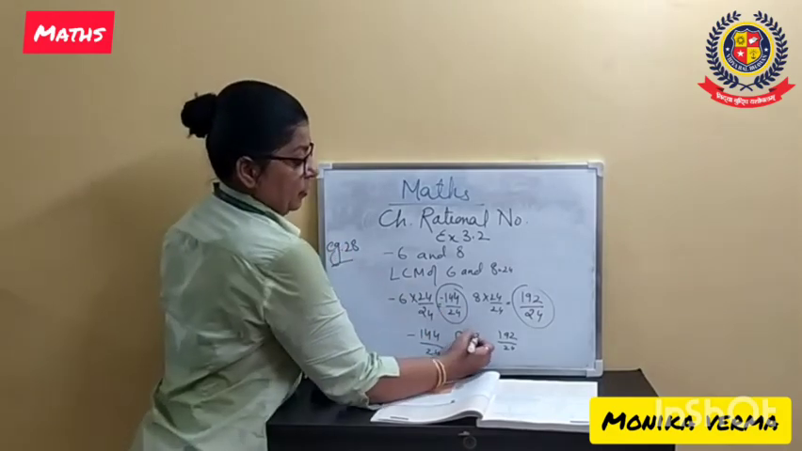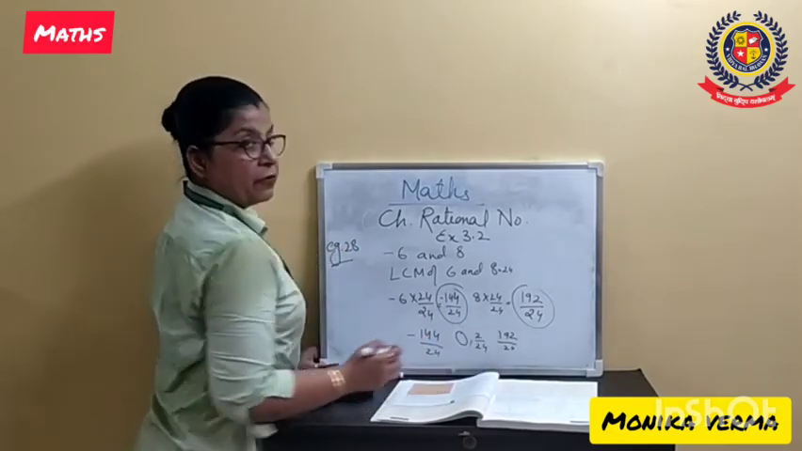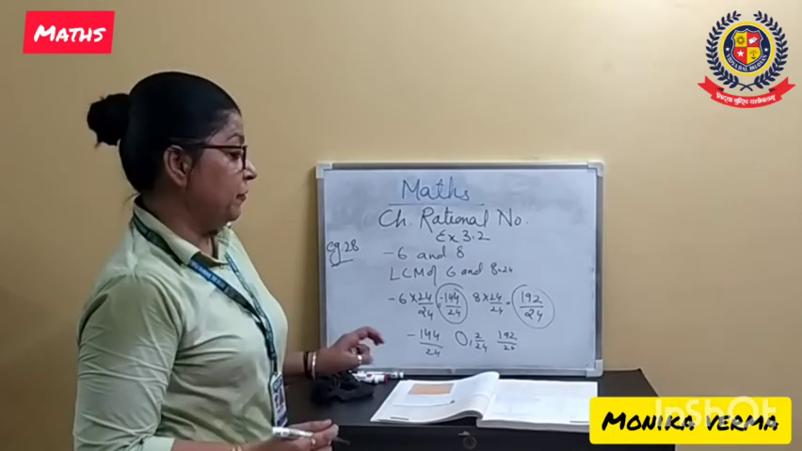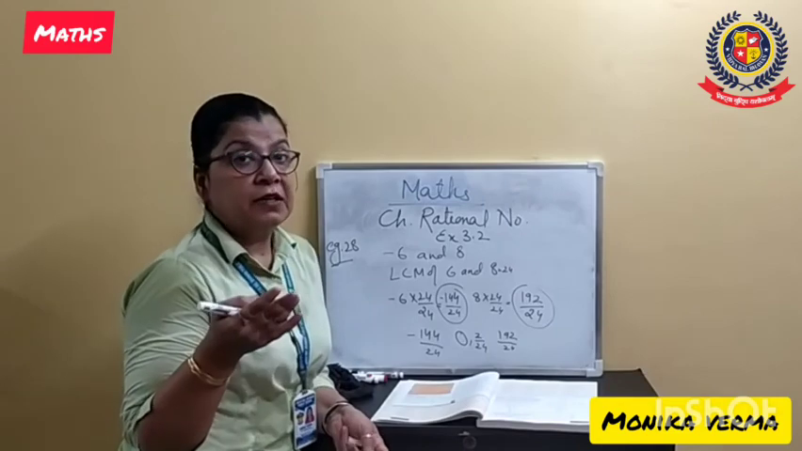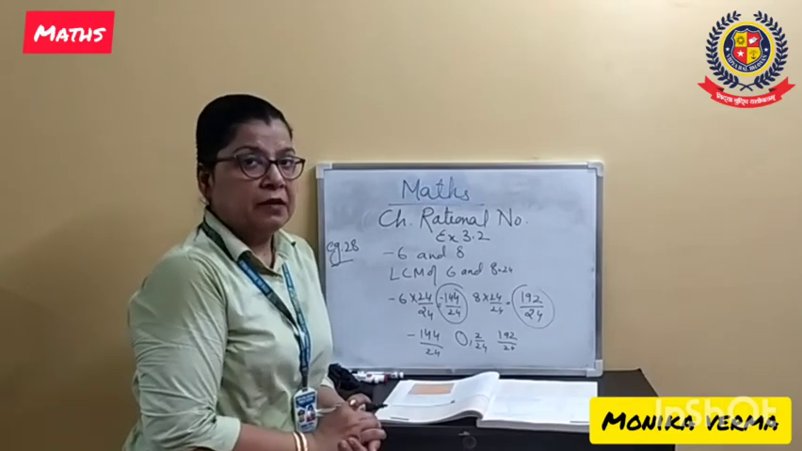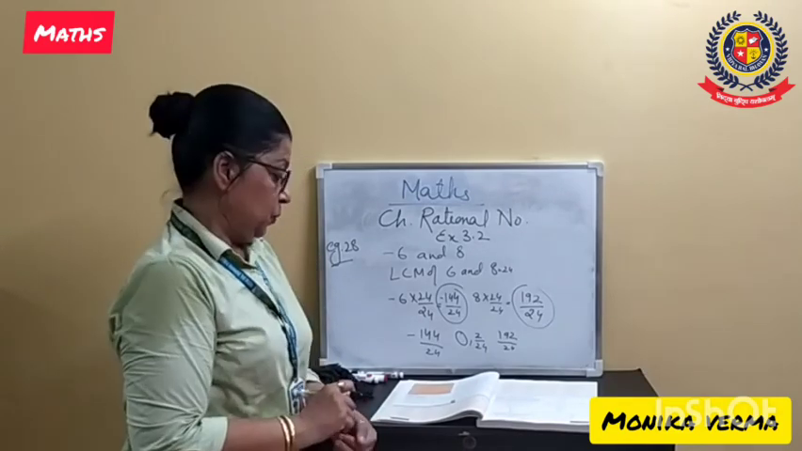Then you can write any, 2 upon 24. You can write 3 upon 24. You can write 191 upon 24. You can write minus 143 upon 24. You can write any, because we have to write only 2.